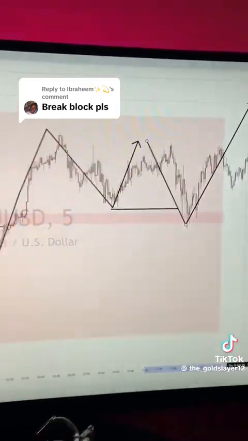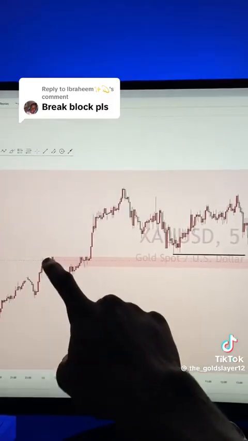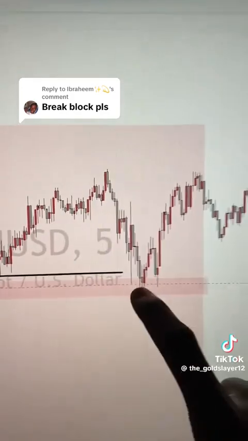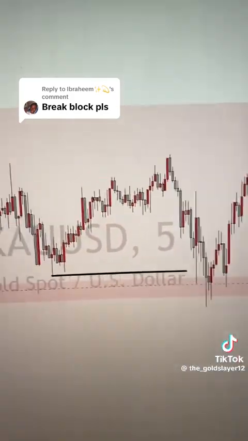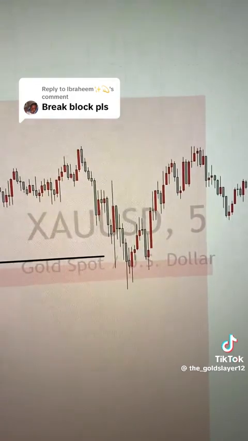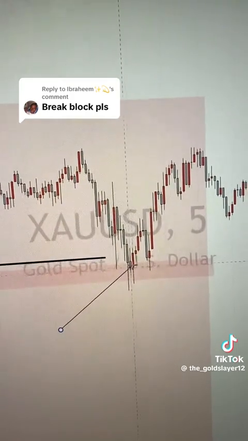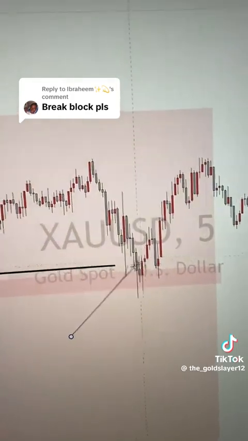So let me clear this out and mark out the original entry over here so you guys can see it properly. So coming to the entry on our breaker block, you can see we have the candlestick confirmation over here, which is our morning star candlestick confirmation. You can see that one. Let me use the pointer so you guys can see clearly. We have the first one over here, second candle over here. This is our third candle, morning star candlestick confirmation.